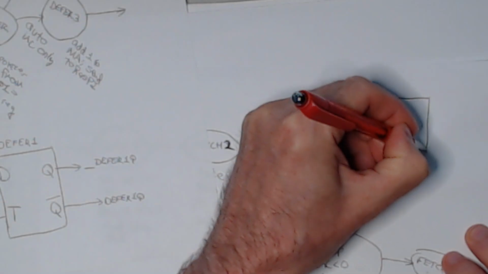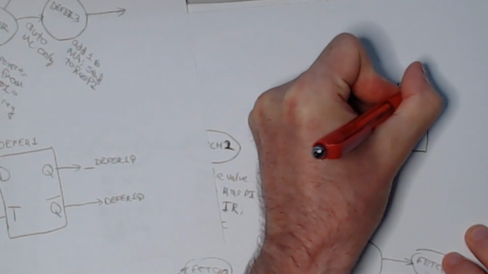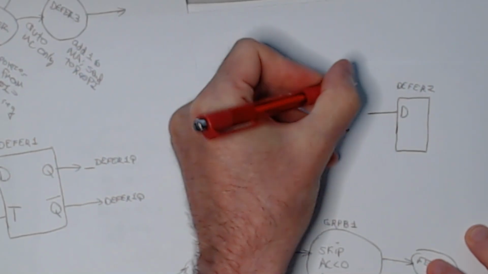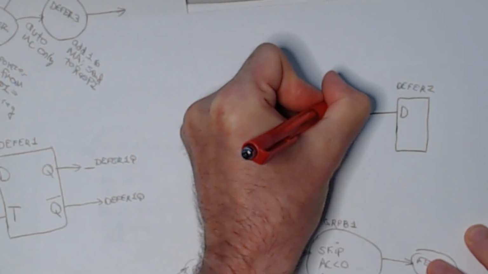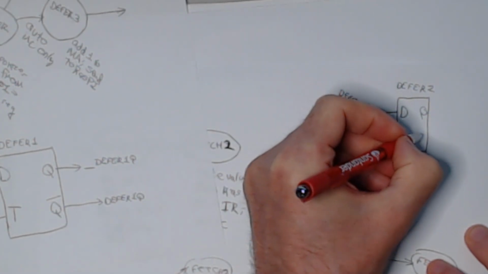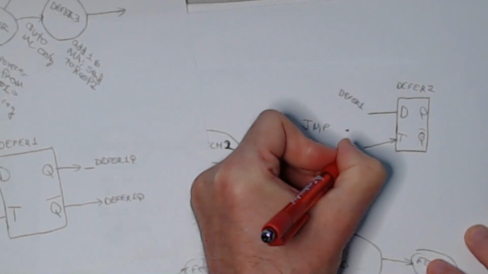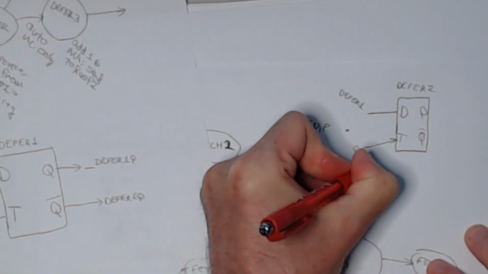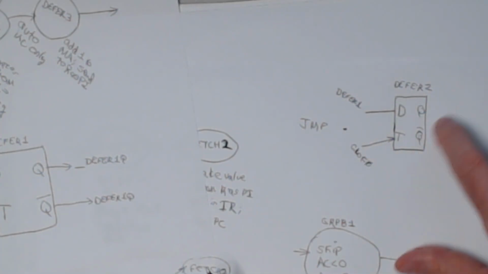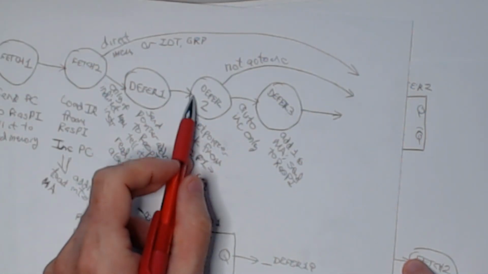So your defer 2, the D input is just wired directly to the defer 1 output, and there's your Q and not Q. And of course the clock input always comes from clock 0, so they all clock at the same time, right? And then you get your defer 2 outputs over here. Okay, so that's it. You have these ones that are simple arrows.